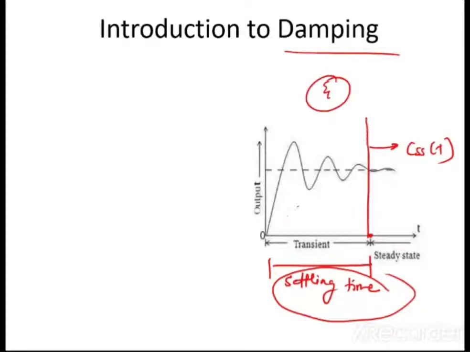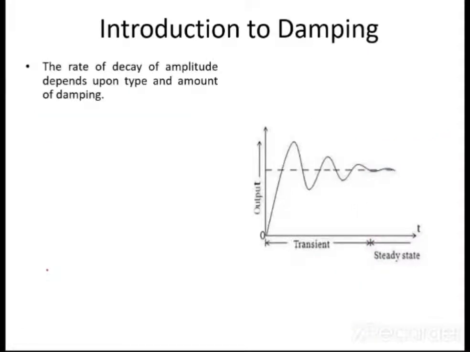Okay. So what is the type of the damping? There are normally 3 to 4 types of damping which you'll be studying in your particular syllabus. So depending upon the types of damping and the amount of damping, very, very important, type and amount of damping. There is one statement which I will show, very, very important. The rate of decay of amplitude depends upon the type and the amount of damping.